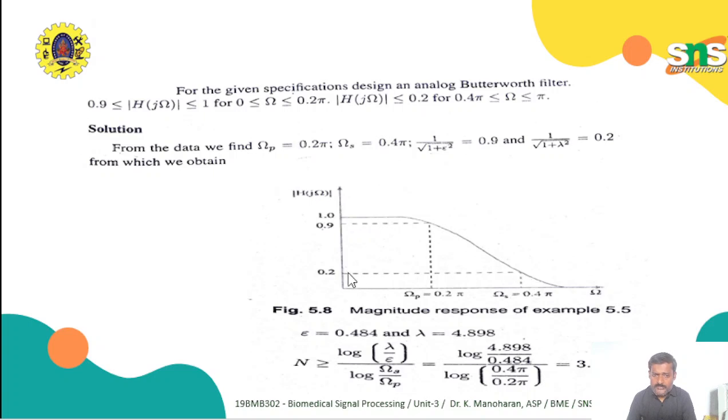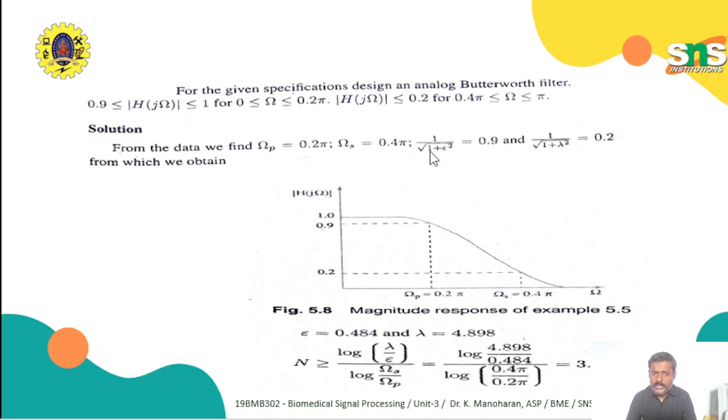Similarly, I know this value, this is 0.2 here. So 1 divided by root of 1 plus lambda square will be equal to 0.2. By using these two expressions, I can find epsilon and lambda, and by using that, I can find the n value. If you resolve it, 1 divided by root of 1 plus epsilon square will be equal to 0.9. Now we can square on both sides.